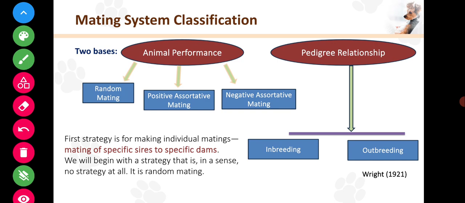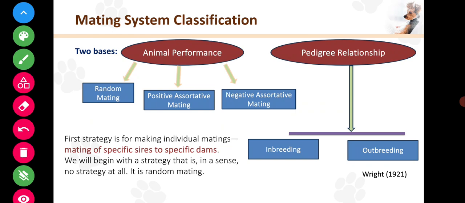In the first basis, that is on the basis of animal performance, mating systems can be classified into three parts: random mating, positive assortative mating, and negative assortative mating. Whereas on the basis of pedigree relationship, mating systems can be classified into two parts: inbreeding and outbreeding. So now we'll see each one of them in detail.